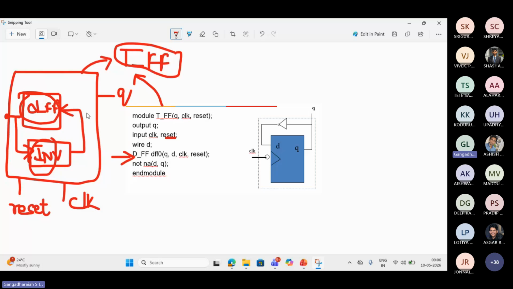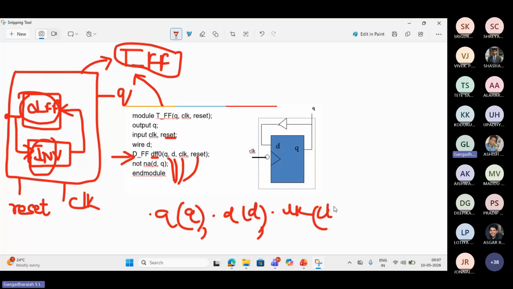I need not write all the lines again. I just write the same module name. This module name must be the same. This is the instance name. I plug in this port mapping. You can do it like this, or you can do dot Q is connected to Q the way I said, dot D is connected to D, comma, dot CLK is connected to CLK, comma, dot reset is connected to reset. Something like this. You need to do it.